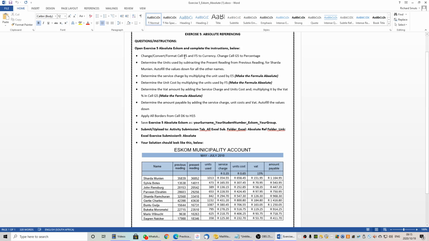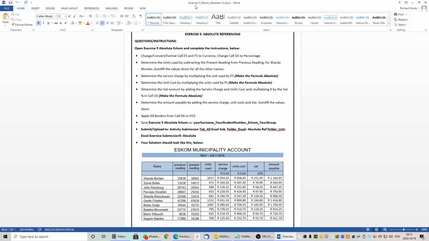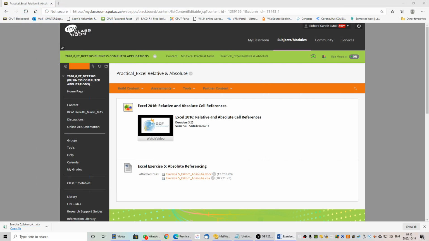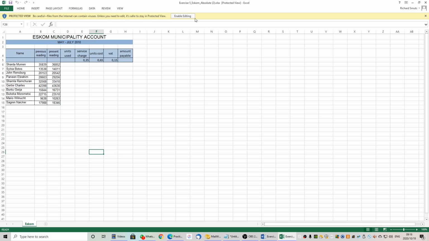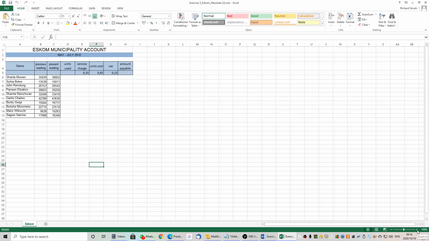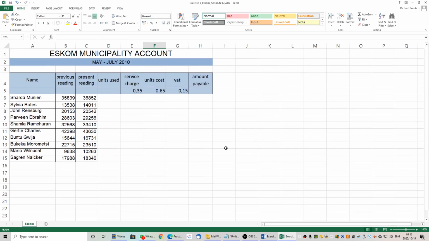So the first thing we need to do is E5 to F5 to currency. So I actually think they are referring, let's have a look, let's open the spreadsheet. I'm going to put my questions over here on the left where I can see them, and let's open the starter file for our absolute cell referencing. If you recall from a previous lesson, we have covered this. It is our F4 key. Let me make this a bit bigger so that you can see it. There is our Eskom municipality account.